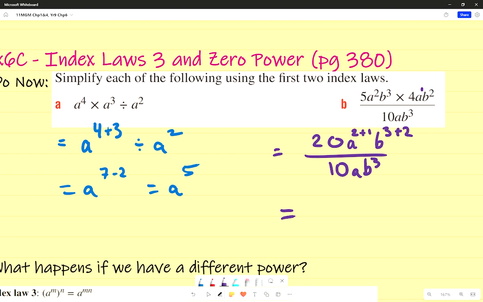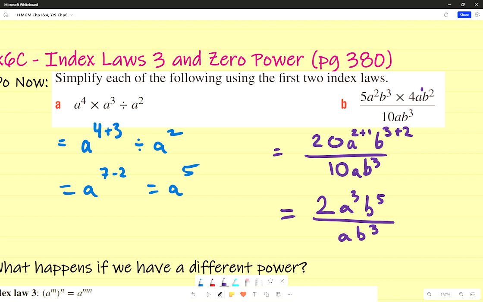Okay, let's start simplifying a little bit more. 20 divided by 10. Easy, 2. So the 2 goes on the top. I have a to the power of 3 and b to the power of 5. And then on the bottom, I'm going to copy down exactly what I had before, except I've simplified out the 10. So I've got a b cubed.